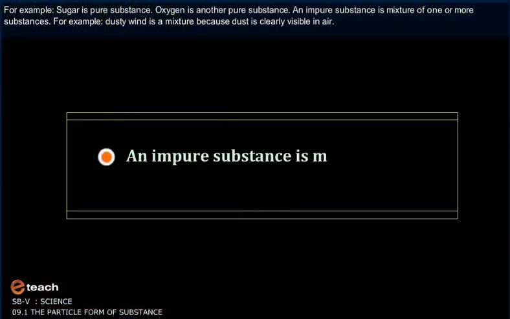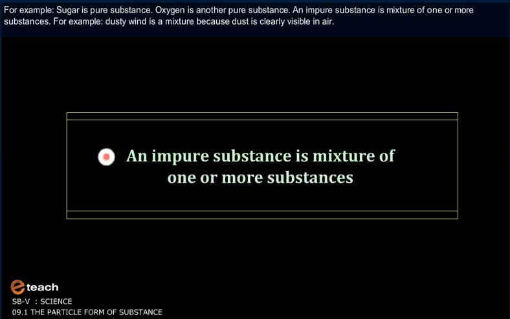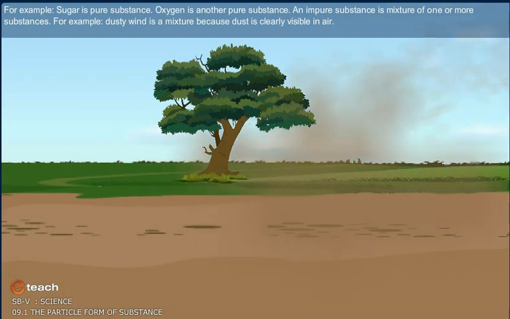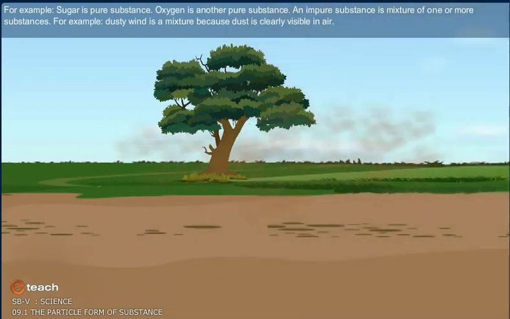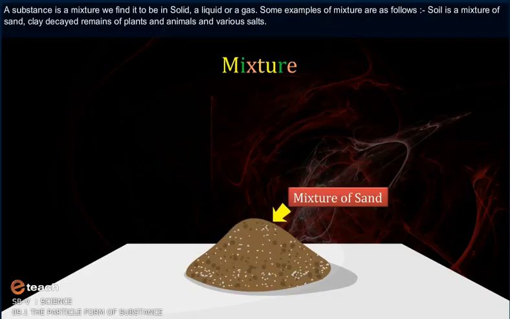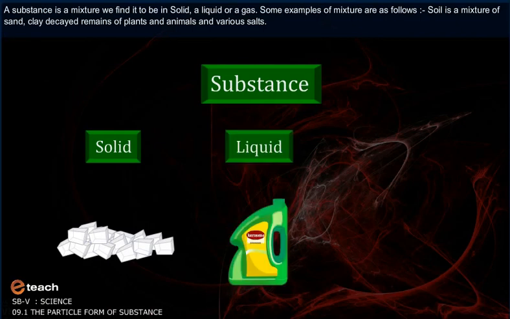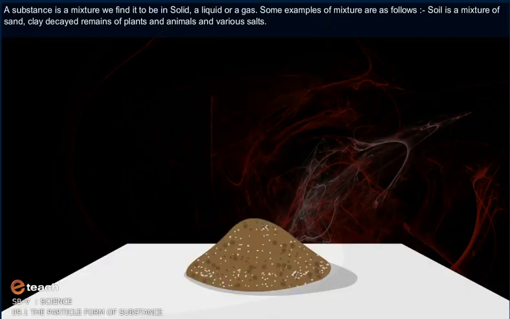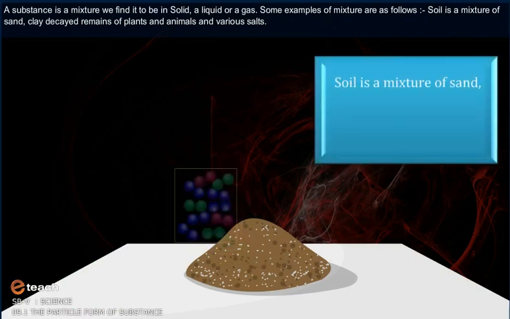An impure substance is a mixture of one or more substances. For example, dusty wind is a mixture because dust is clearly visible in air. A substance is a mixture. We find it to be a solid, a liquid or a gas. Some examples of mixtures are as follows.